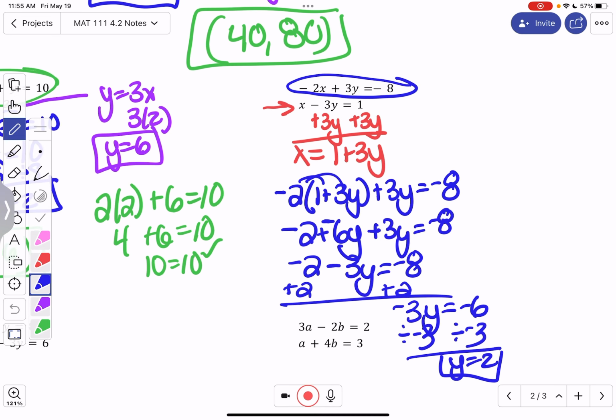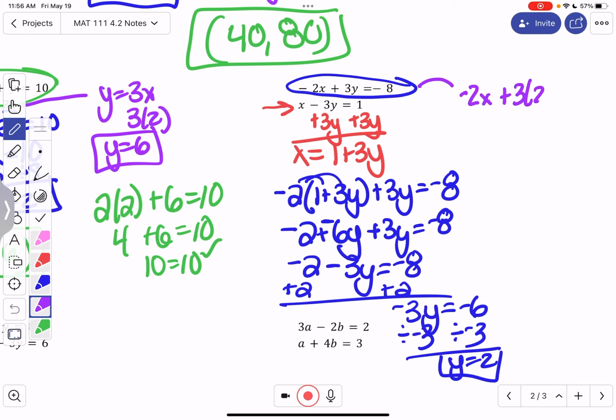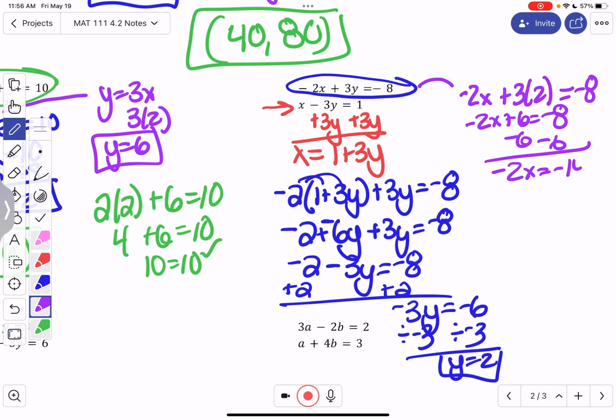Now that I know that, I can plug it into any of the equations. So let's just do the top one. Does not really matter which one. I would, instead of y, put 2. 3 times 2 is 6. Subtract 6 from both sides. We get negative 2x equals negative 14. Divide by negative 2. We get x equals 7.